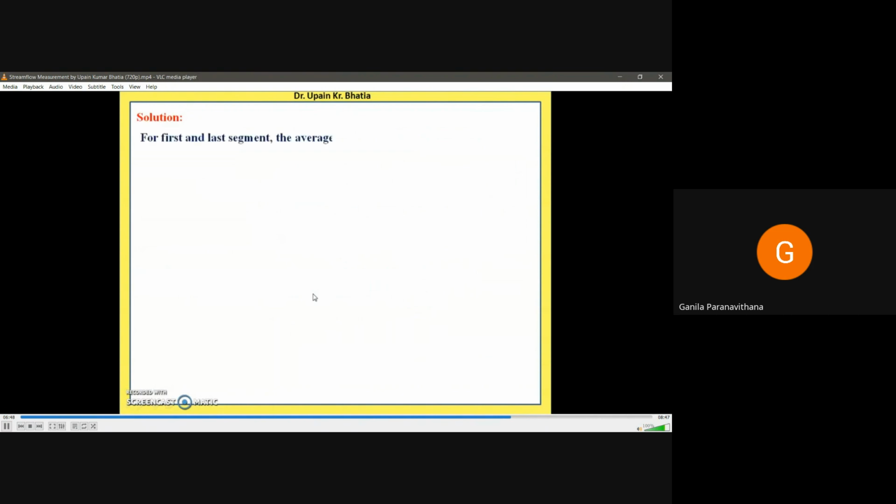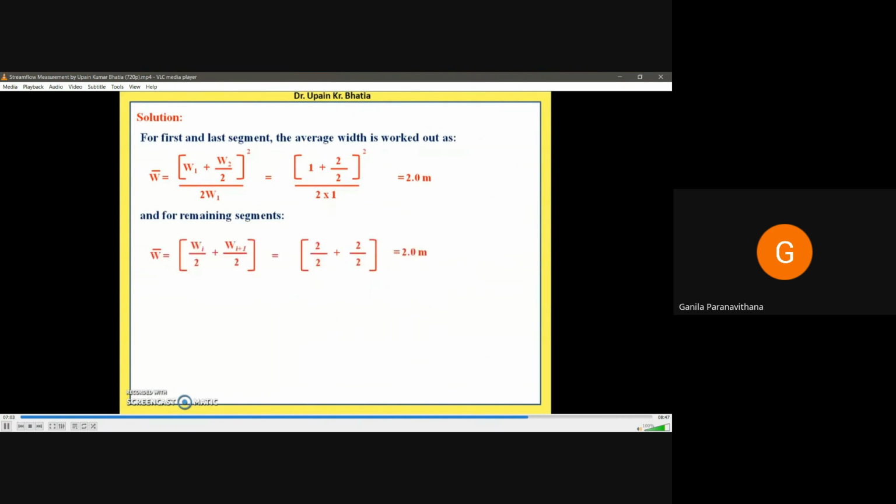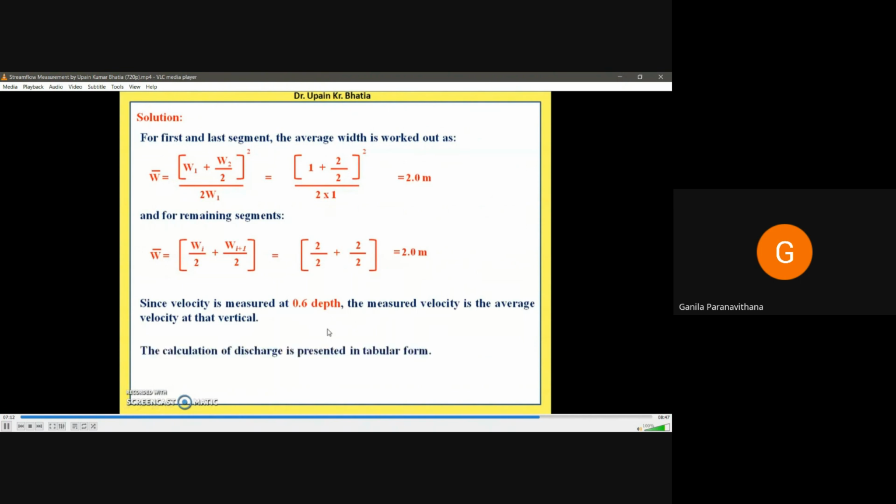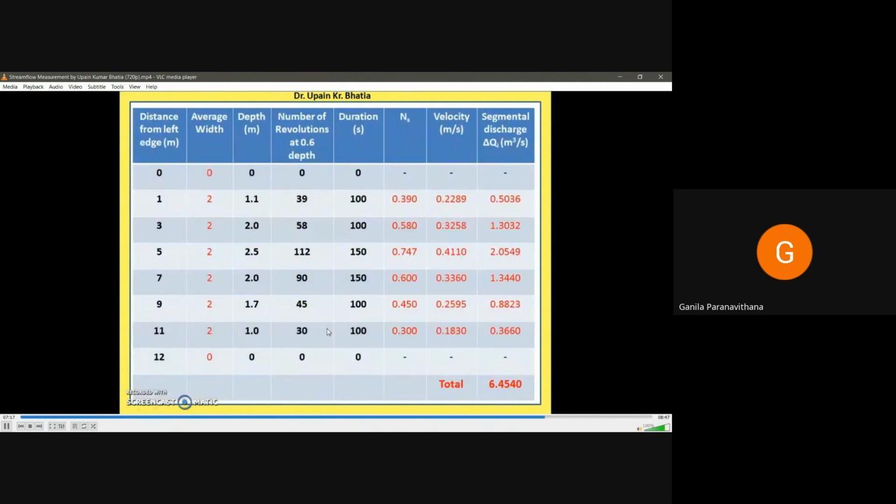So first of all, we have to calculate the first and the last segment. The average width of these segments, by using this formula, comes out to be 2 meters. And for the intermediate segments, we have to use this formula. Again, it is coming out to be 2 meters. Since the velocity is measured at 0.6 depth, the measured velocity is the average velocity along that vertical. And the calculations of the discharge are presented in tabular form in this manner.